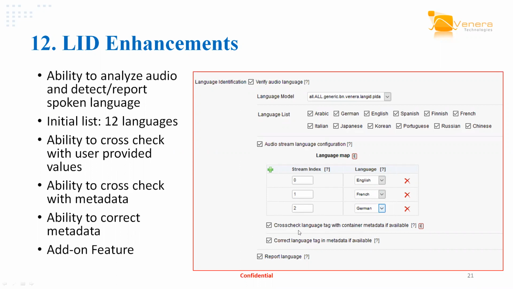And there's even an option of correcting the metadata tag in the file. If the language in the metadata tag is not right, and Pulsar found the right language, it can replace it.